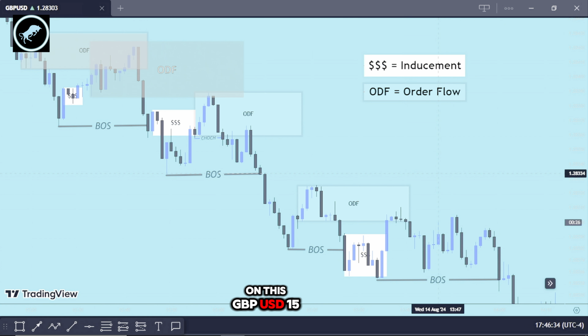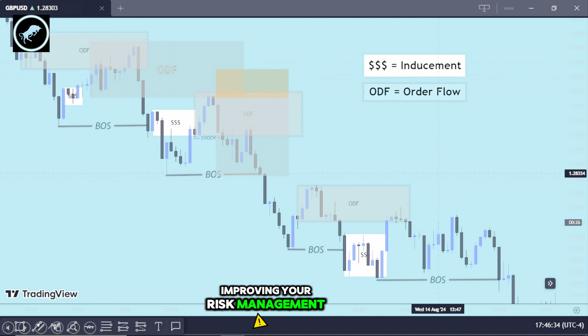On this GBP/USD 15-minute chart, we can clearly identify several order flow zones. The first example is a bearish order flow zone, where the price rallied slightly before sharply dropping and breaking the previous low. The area where this rally occurred represents the last buying activity before the price moved lower, forming our bearish order flow zone. By entering a short trade at this zone, you could have capitalized on the strong selling pressure and set a tighter stop loss, improving your risk management.